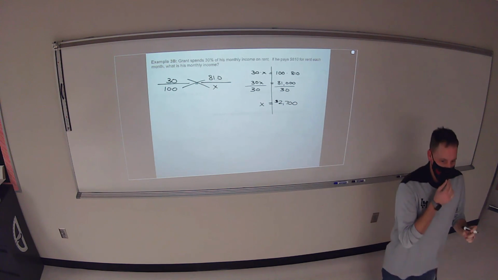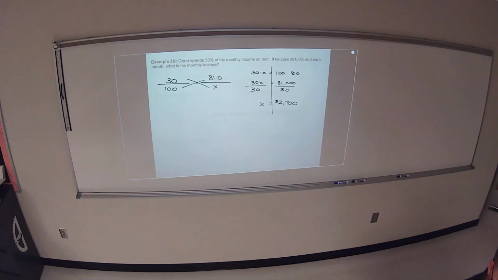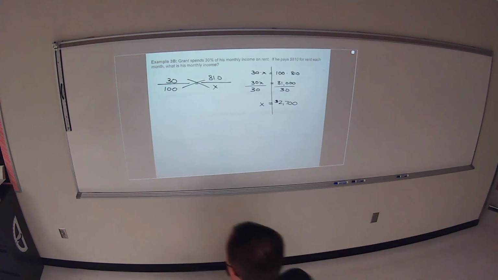This would seem reasonable. That's his monthly income. The $810 is the part that he spends. Again, this is a quick, easy double check. Use your calculators here. What's 810 divided by 2,700? 0.3. Multiply that by 100 and you get 30. There's your percentage again. Okay? Always able to double check your answer.